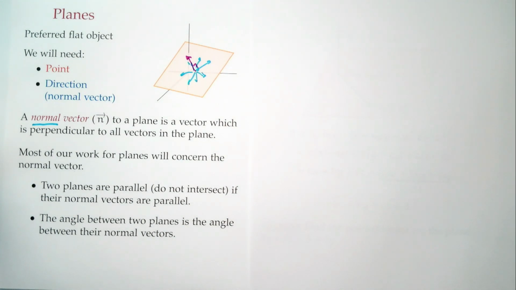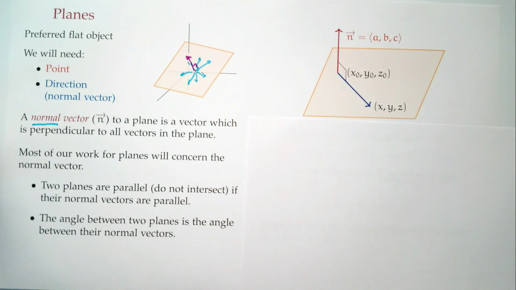You can also talk about the angle between planes. So you can talk about, well, suppose two planes intersect. What's the angle of their intersection? And the answer is, well, look at the angle between their normal vectors. And so that's how we're going to work with them. Now, that's all well and good, but the question is, how do we actually describe an equation for the plane?